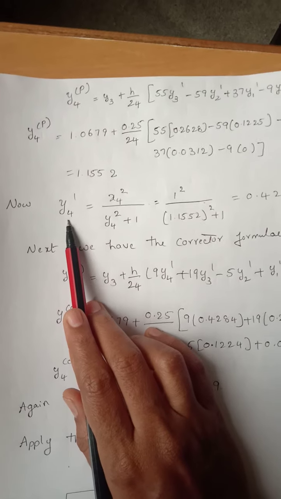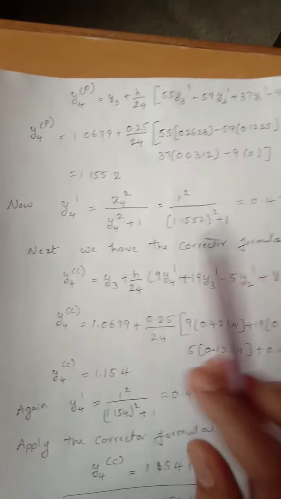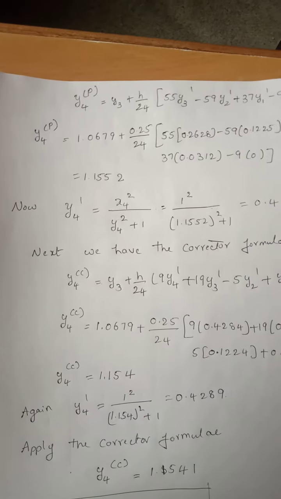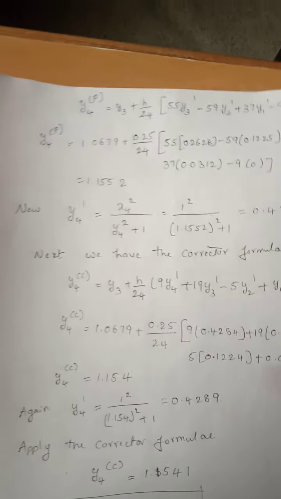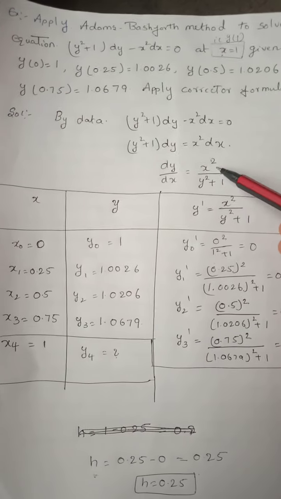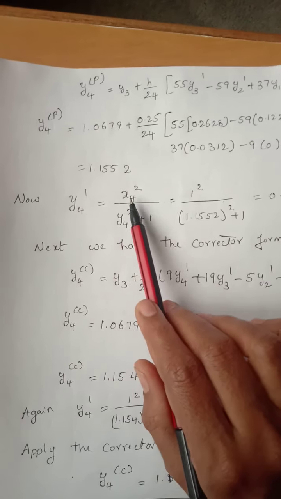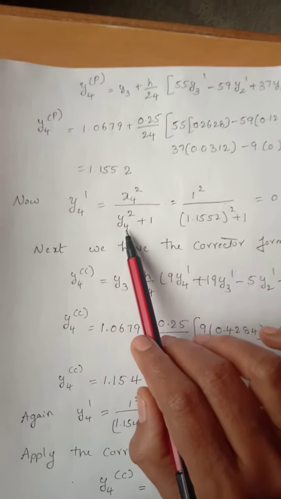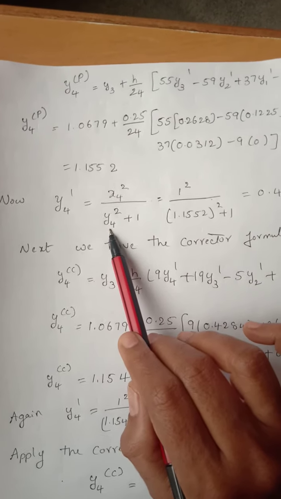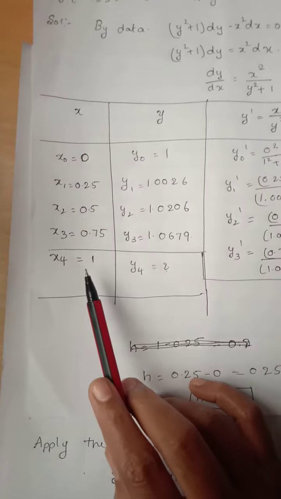So how do you find this y4 dash? First write the equation. This equation is given in the problem itself: x square minus x square by y square plus 1. So that is x4 square by, here in the place of x I write x4, and in the place of y I write y4 plus 1.